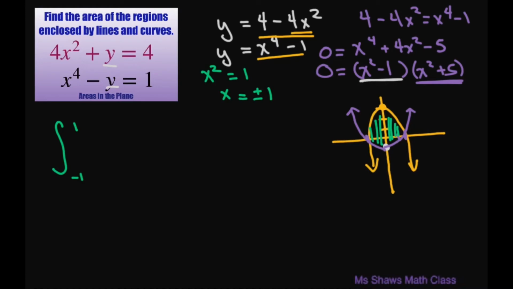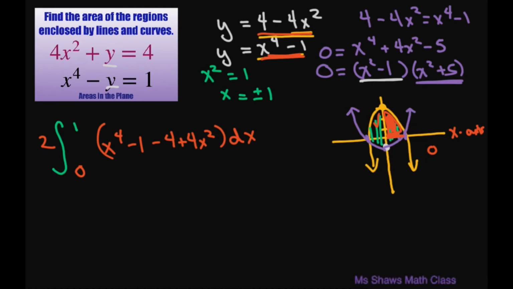Since it's symmetric to our x-axis, I can just take this area here and multiply it by 2 to get this area. So instead of going from -1 to 1, I can go from 0 to 1, change this to 0, and just multiply this by 2. All right, and then what I want to do is take what's easier. I'm going to take this one, x to the power 4 minus 1, and subtract this one. So that's going to be minus 4 plus 4x squared dx.